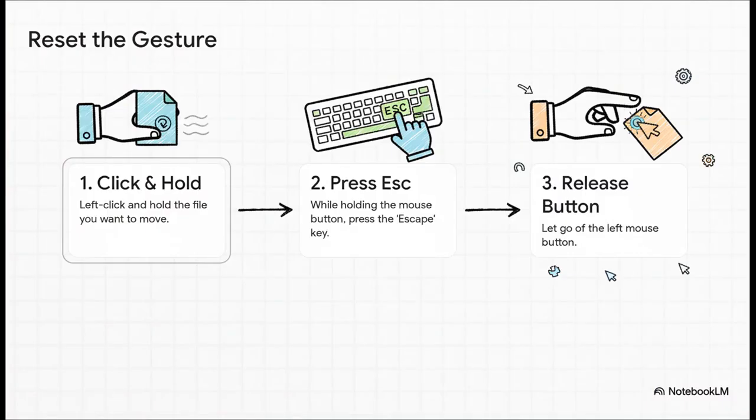All right, the very first thing you should try, and this is so simple it might just work, is to force Windows to cancel a stuck drag action. So go ahead and do this with me. Left-click a file and hold it, just like you're about to drag it. Now, while you're still holding that button down, just tap the Escape key. Then let go of the mouse. A lot of the time, that's enough to reset the whole thing.